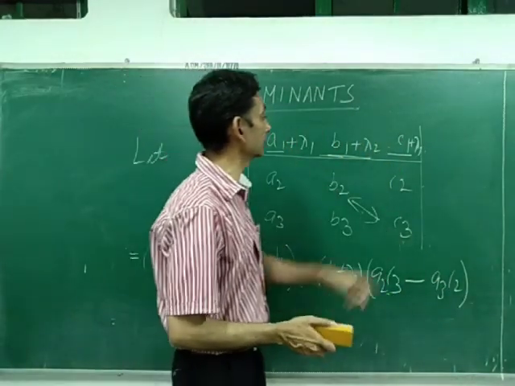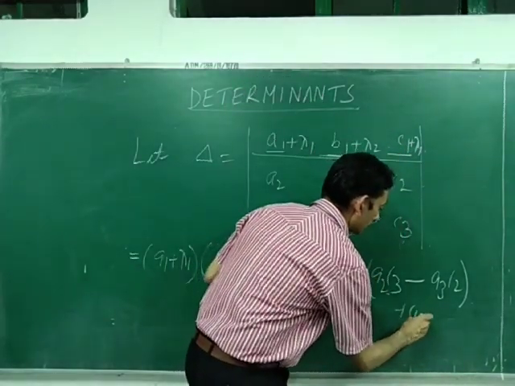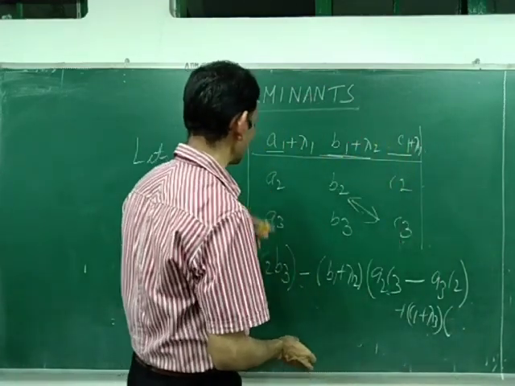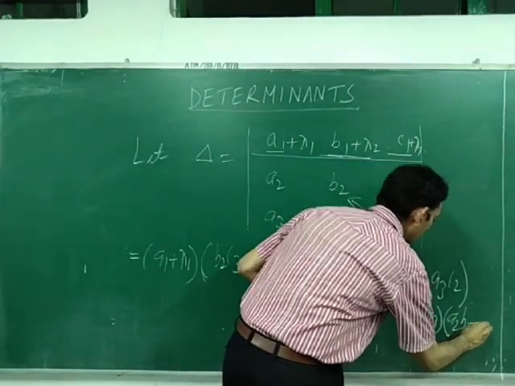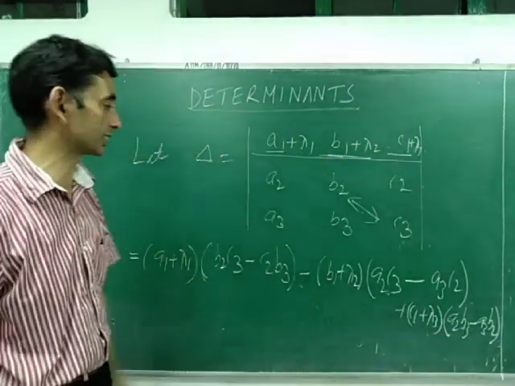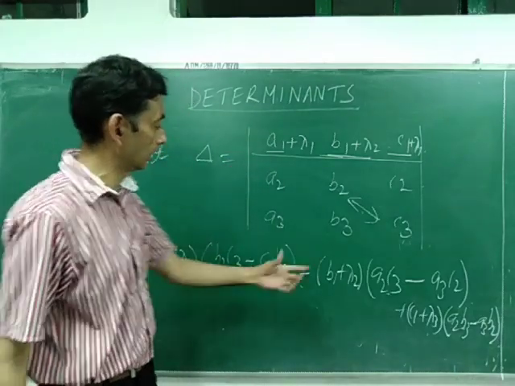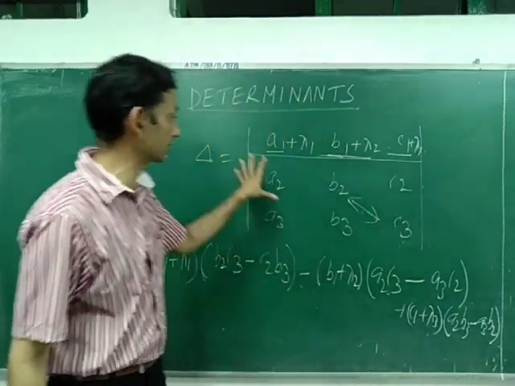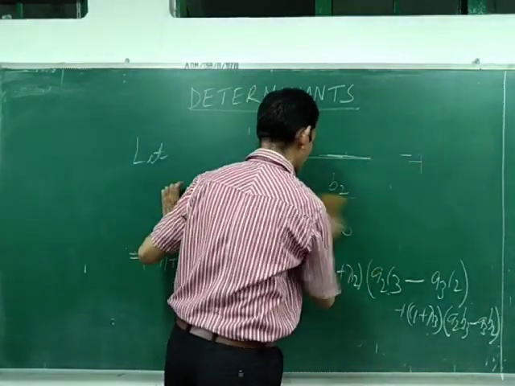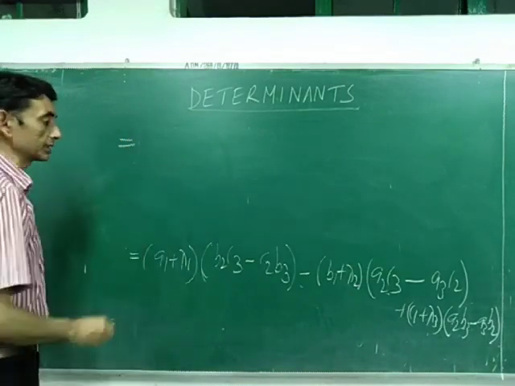Now the third element. What is the third element? The third element is C1 plus lambda 3, multiplied by A2 B3 minus A3 B2. We have just expressed it as the product of these numbers. This is a simple expansion along the first row of a determinant, which we learned in our previous video. Now let us see how to simplify this.